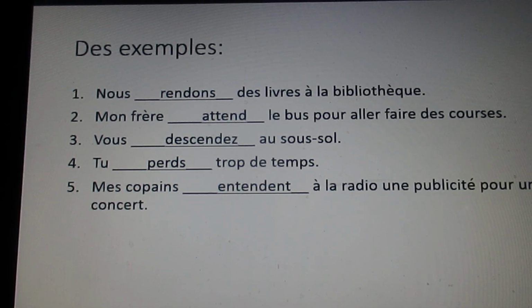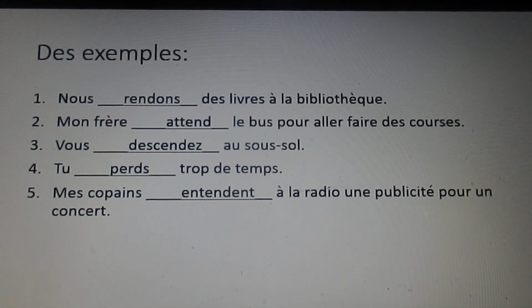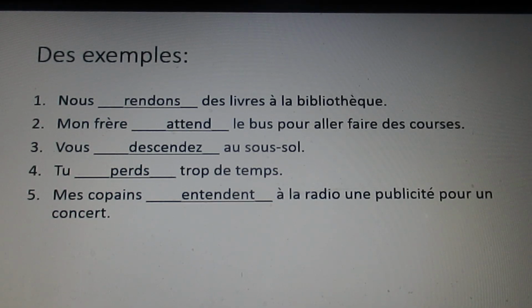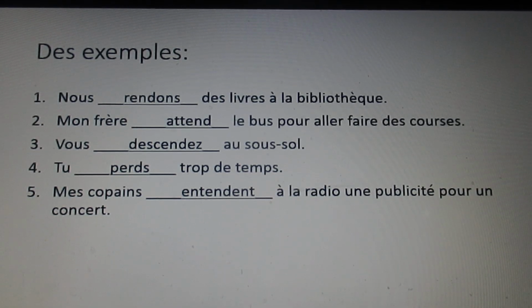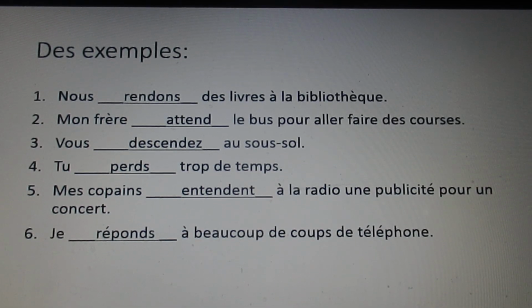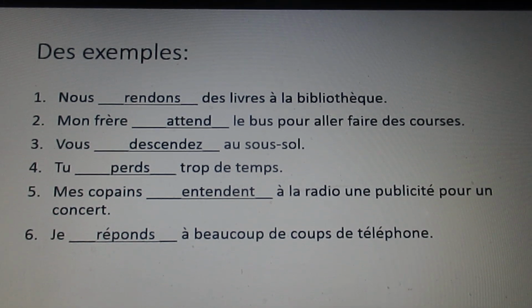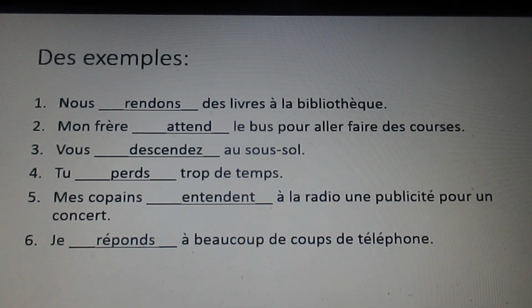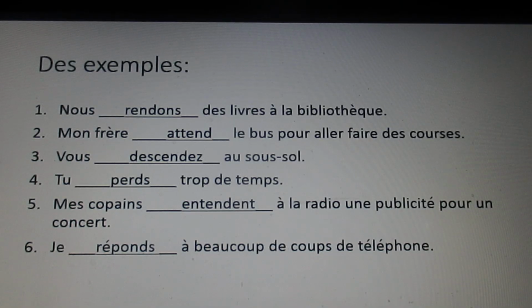Mes copains entendent à la radio une publicité pour un concert. So we have entendre, where I took off the RE. Mes copains, my friends, is going to be a they. So we want the ending ENT after I took off the RE. And finally, I have je réponds à beaucoup de coups de téléphone. So répondre, I took off my RE, and then I'm going to add S with je.